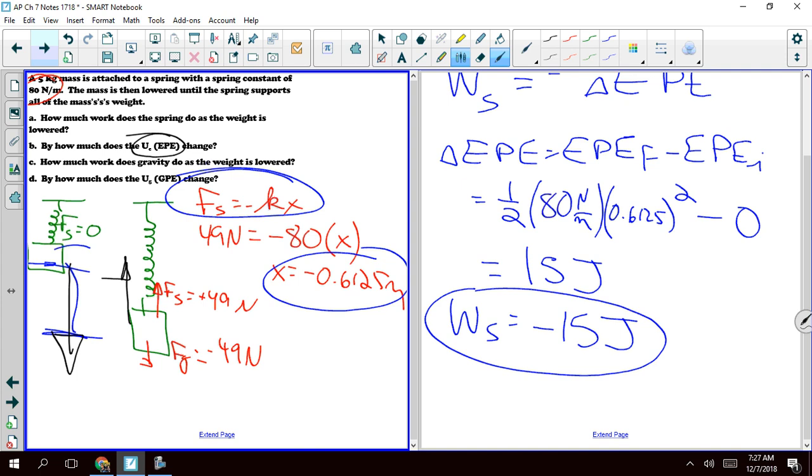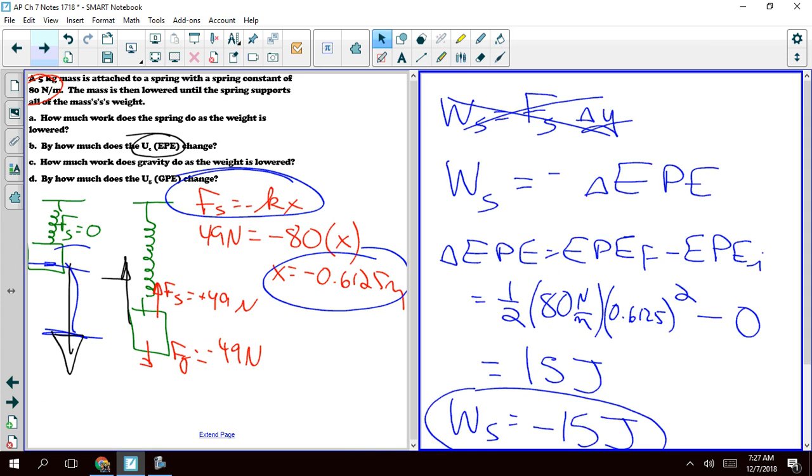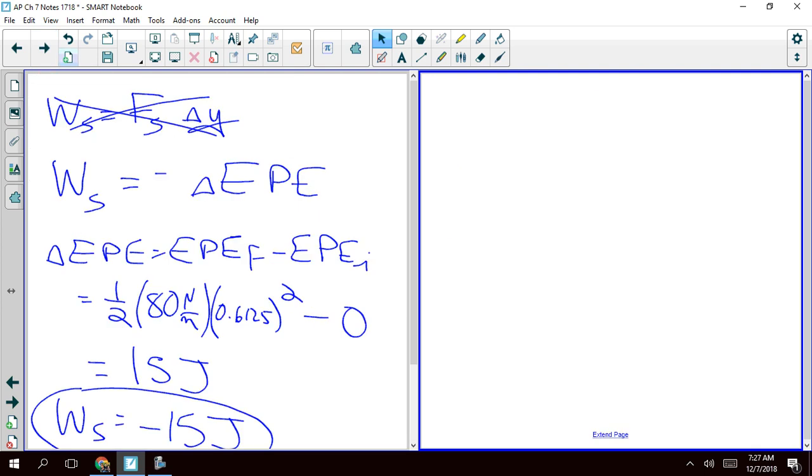But I do want to point out that gravitational potential energy here did change, right? As we lowered the spring, gravity did work, right? And it's just going to be, well, let's do it. It takes 2 seconds, right? Here we go. Oh, stupid computer.